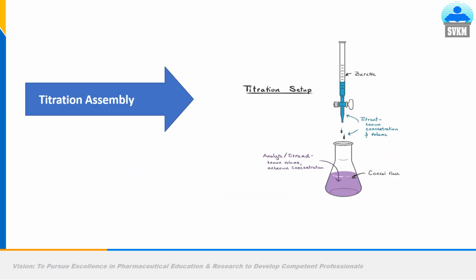Next, the above is a pictographic image of a titration assembly in which the titration setup is done. For example, we are using a burette through which a titrant is passing to a conical flask which contains the analyte. The reagent is always of known concentration and known volume, and the analyte has a known volume but an unknown concentration, which we have to standardize for further reaction.